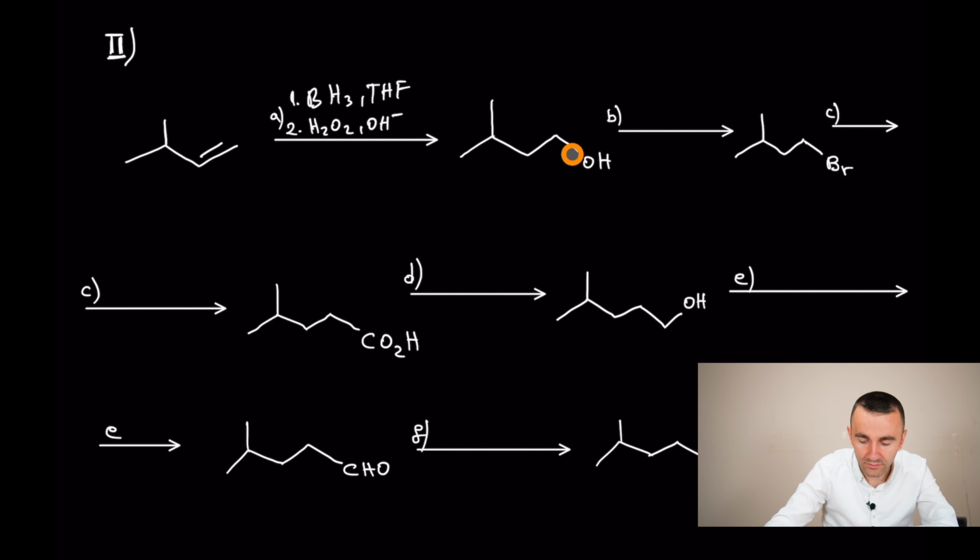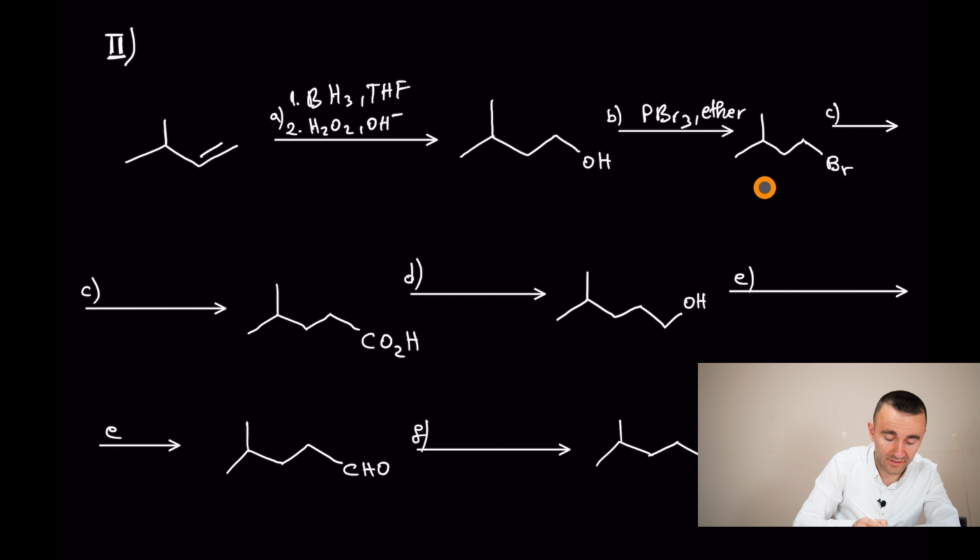Now, from primary alcohol to an alkyl halide, what we did? We use phosphorus tribromide in ether. And after that, from alkyl halides, we went to the carboxylic acids. What do we do for that? Here we have the option to use nitriles or to use carboxylation. Let's use nitriles. It's simple because it's primary halide. So you're going to do sodium cyanide first, and the second step is by hydrolysis.